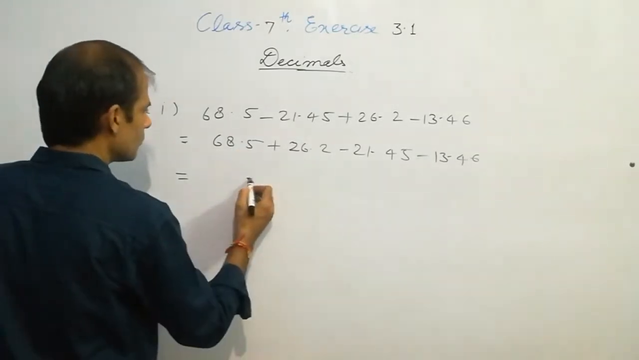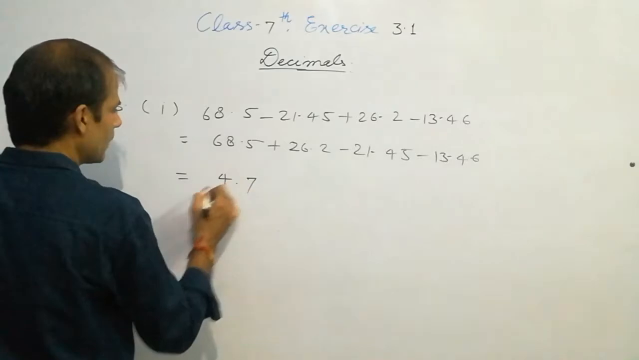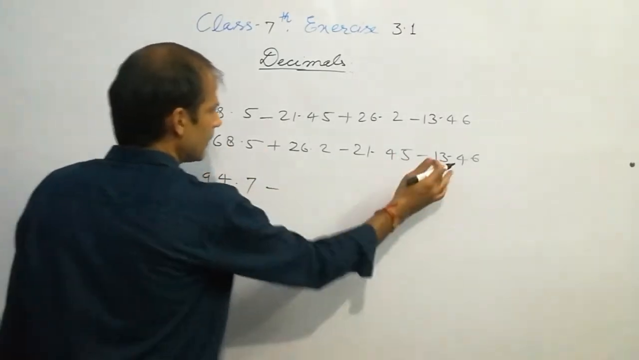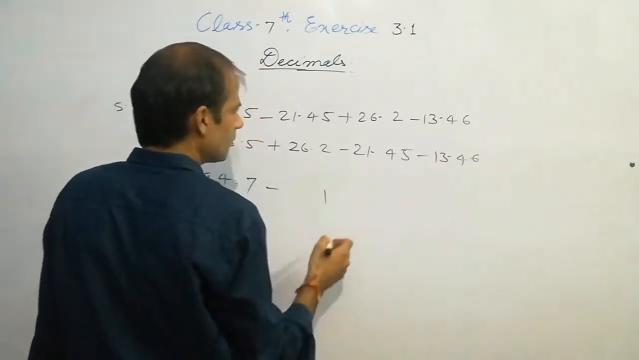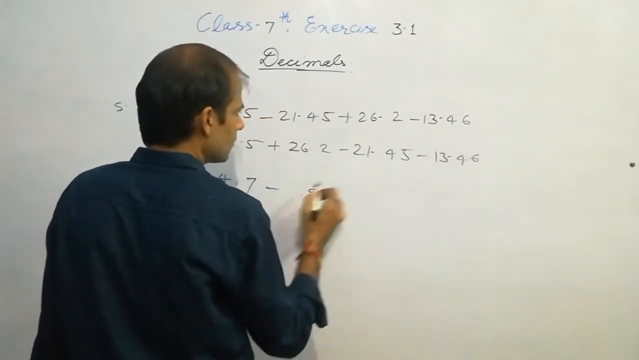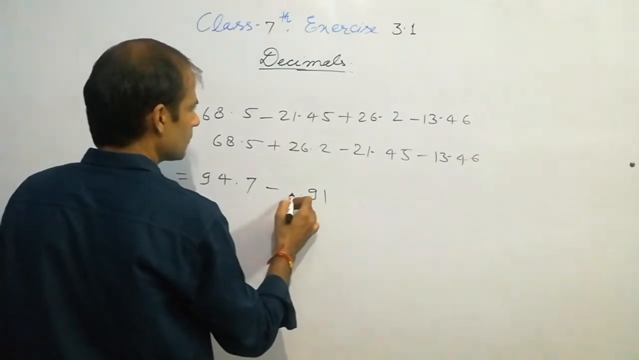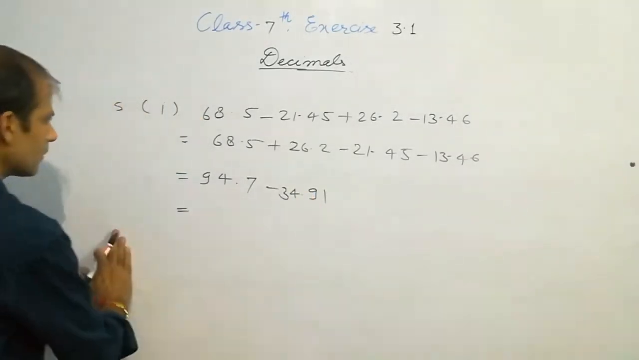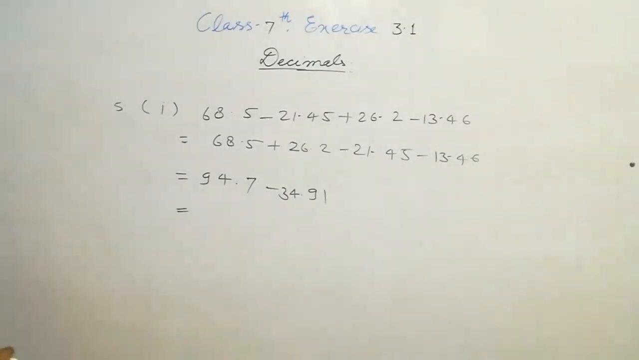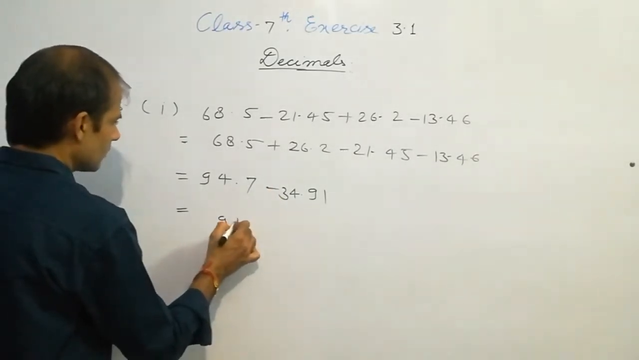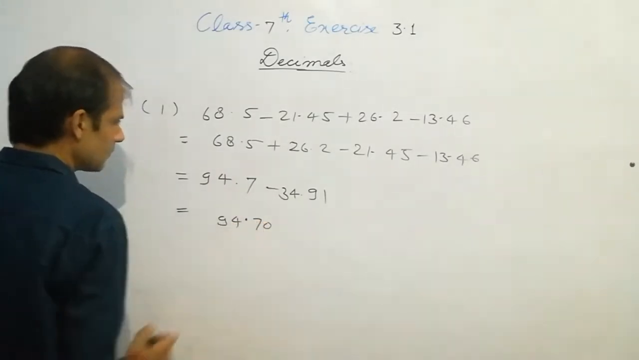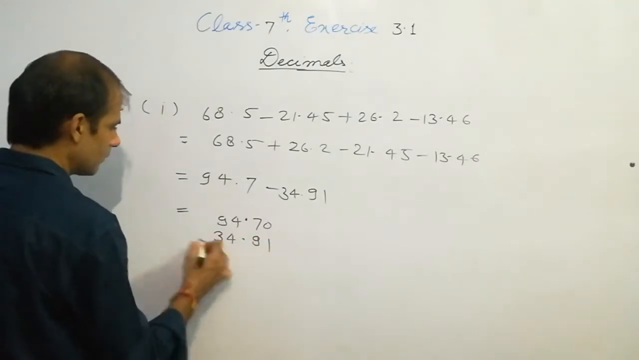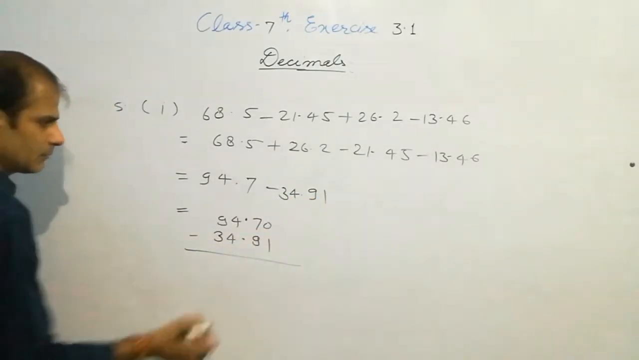5 plus 2, 7, 6 plus 8, 14, 1 carry, 3 plus 6, 9. Minus, add these, 6 plus 5, 11, 1 carry, 5 plus 4, 9 and 3 plus 1, 4 and 2 plus 1, 3. Now perform the subtraction. So you can see that these are not like fractions. So convert into like fractions. Make 7 as 70 and write 34.91 and perform the subtraction.